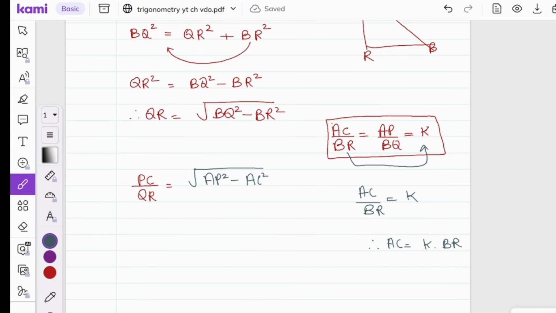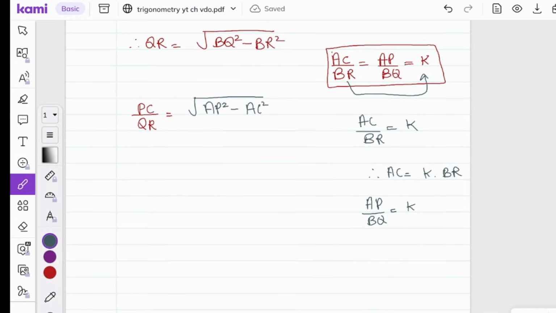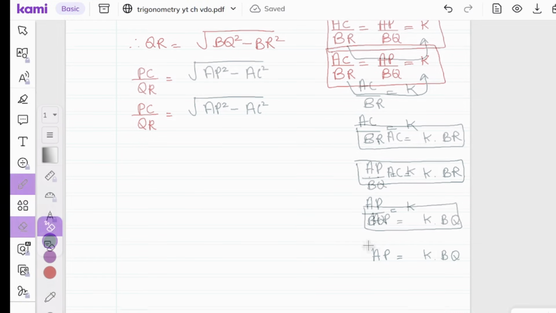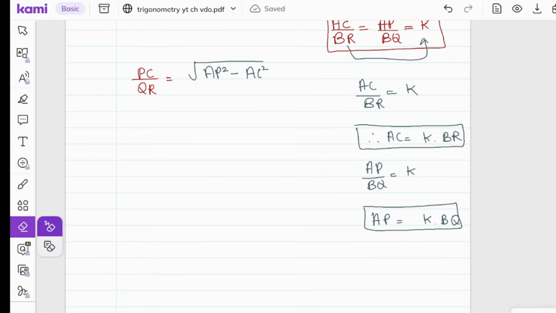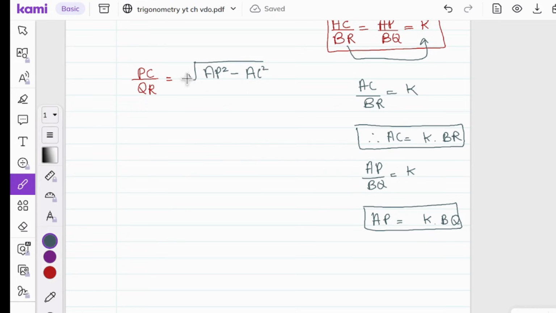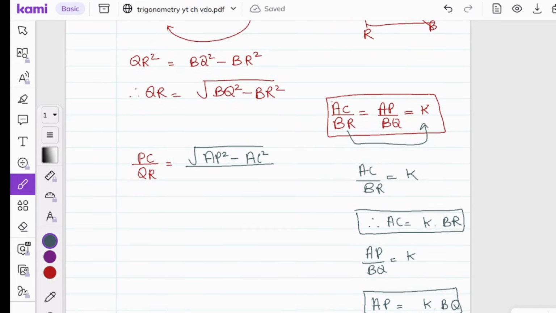That value I will substitute here. And AP also I will get from here, right? AP by BQ equal to K, which means AP equal to K into BQ. Clear? So these values I will have to substitute in this equation. Now similarly we have to substitute for QR. What is QR given here? QR equal to root of BQ square minus BR square, right?